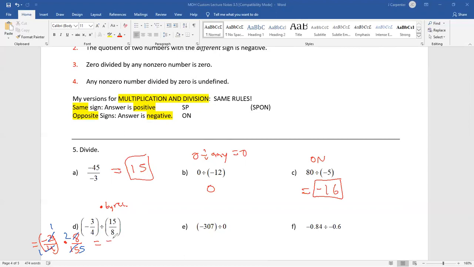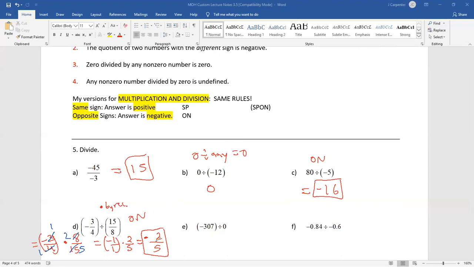If you need to rewrite it, you can. You might not have to. That's up to you. 1 times 2 is 2. 1 times 5 is 5. So ignoring the signs, the product's 2/5. But we have a negative and a positive. Those are opposite signs, so the answer should be negative. ON. So negative 2/5 is our solution.